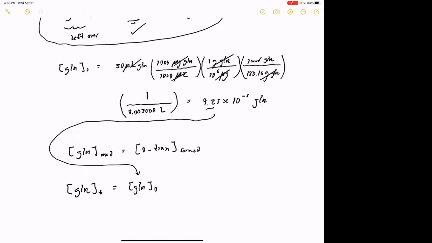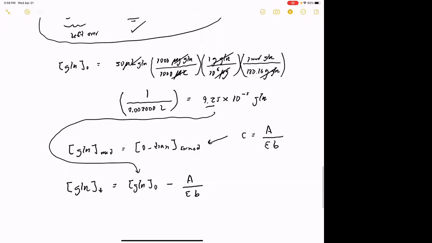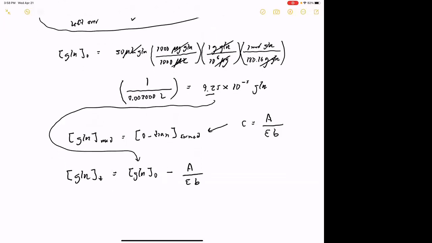Now, that I can put in terms of Beer's law, can't I? I can say that concentration is equal to the absorbance that I measure divided by epsilon times b. That's just Beer's law solved for concentration, isn't it? In terms of the O-dianisidine, because that's what's doing the absorbing. So now what I can do is subtract that term, A over epsilon times b. Okay, now look at that term and tell me what's changing and what's constant.